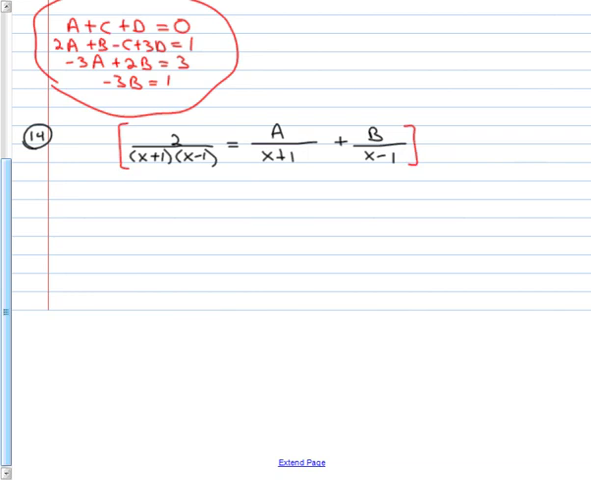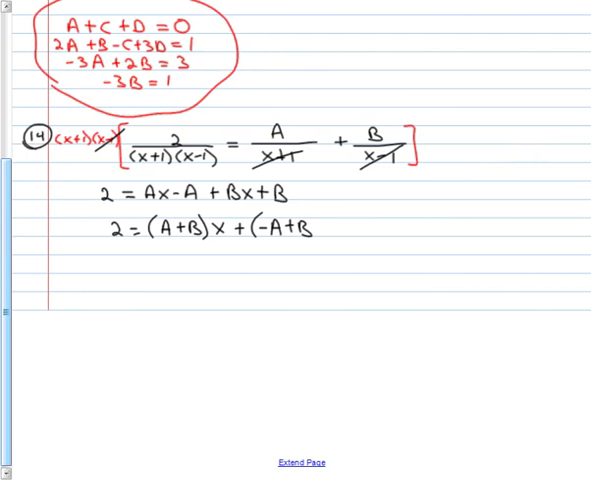Well, essentially we're clearing the fractions. This is what we're doing here. X plus 1 times x minus 1. So on my left side, all I have is 2. And on the A fraction, x plus 1 is gone, so what is that, ax minus a? On the b fraction, the x minus 1 is gone, bx plus b. So I'm going to collect together a plus b, that's my x term. Negative a plus b is my constant.